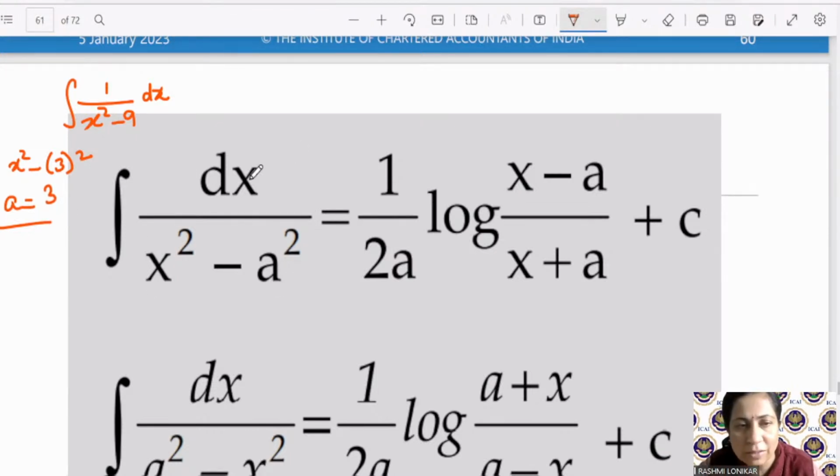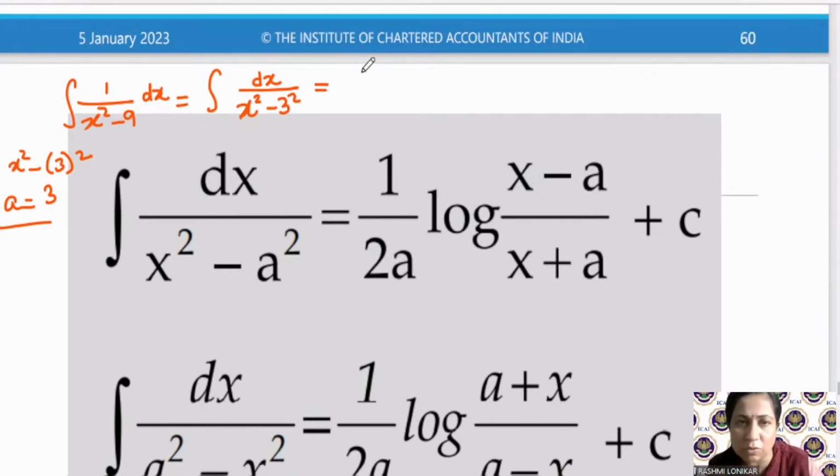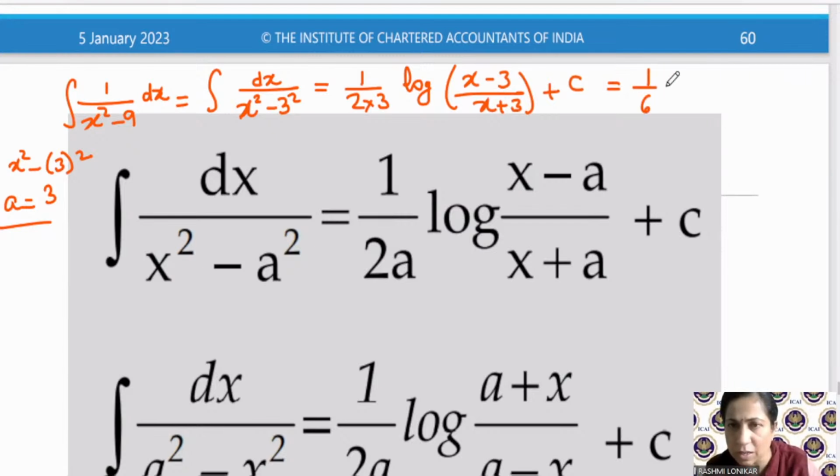Once I know this, it is written as integral of 1 upon x square minus 3 square dx, which is equal to 1 upon twice a. What is my a? a is 3. That is the most important thing that you have to remember. So this will be 1 upon 2 into 3 log of x minus 3 upon x plus 3 plus c. So this is equal to 1 upon 6 log of x minus 3 upon x plus 3 plus c.